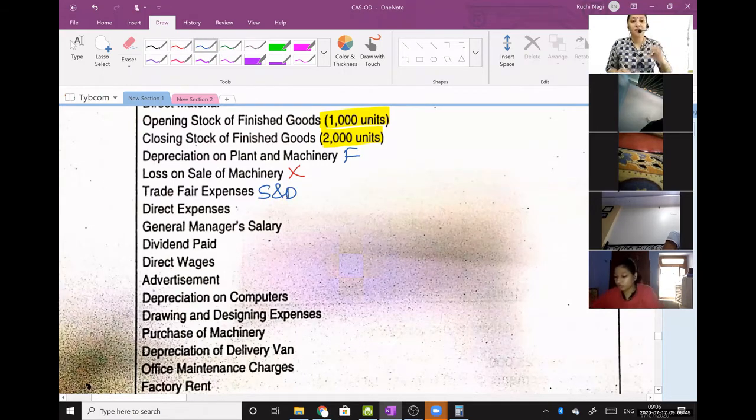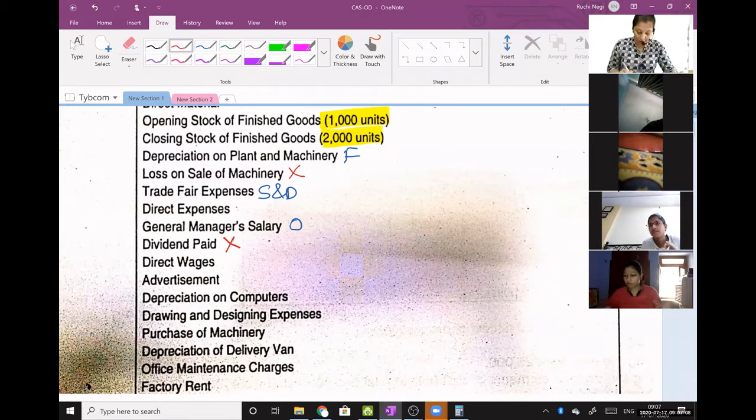Direct expenses. This is the third item in direct cost. General manager salary. This is office expenses. You can write A also, admin expenses, or O. Dividend paid. This will not come in cost sheet because it's a non-cost item. Financial expense category. Direct wages, the second item in direct cost. Advertisement, selling and distribution. Depreciation on computer. Computer is a factory, office related asset. The depreciation, repairs and maintenance on it will come in office.